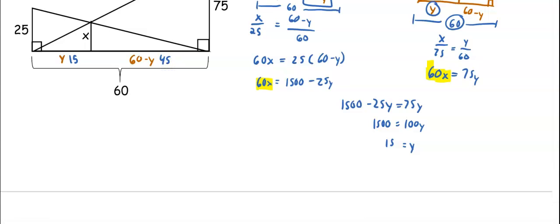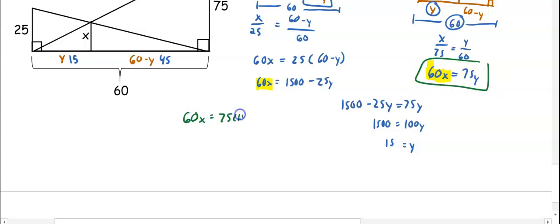To get x then, we need to substitute back in. So we now know y is 15. So I'm going to use this equation, 60x equals 75 times 15. 60x equals 1,125. When we divide, x is 18.75.